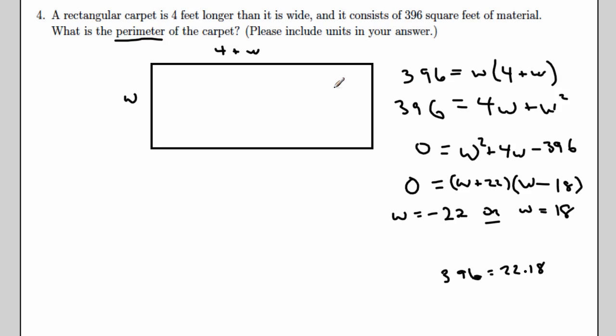But remember, in a word problem, the W actually has to make sense. The W represents the width of a carpet, and so W equals negative 22 does not make sense given the original problem. So therefore, the only possible solution is that the width is 18 feet and the length is 4 plus 18, 22 feet. The product of 18 and 22 is 396, as we discussed, and so that means the perimeter is going to be 18 plus 22, which is 40, plus 40 more. So the perimeter is 80 feet.